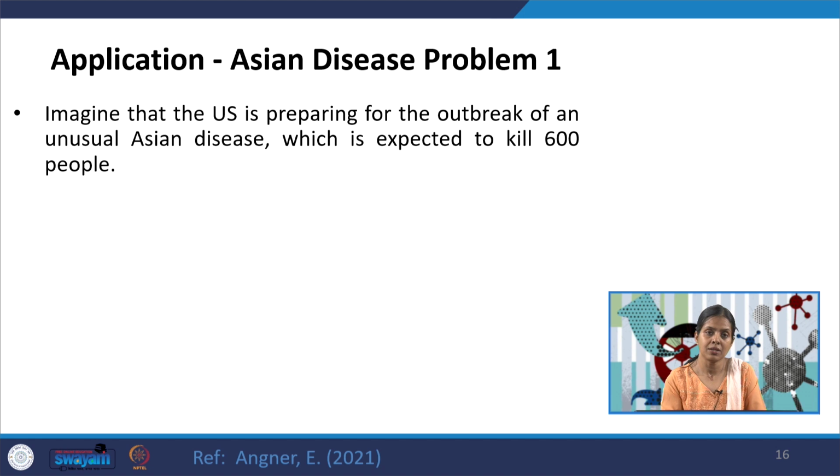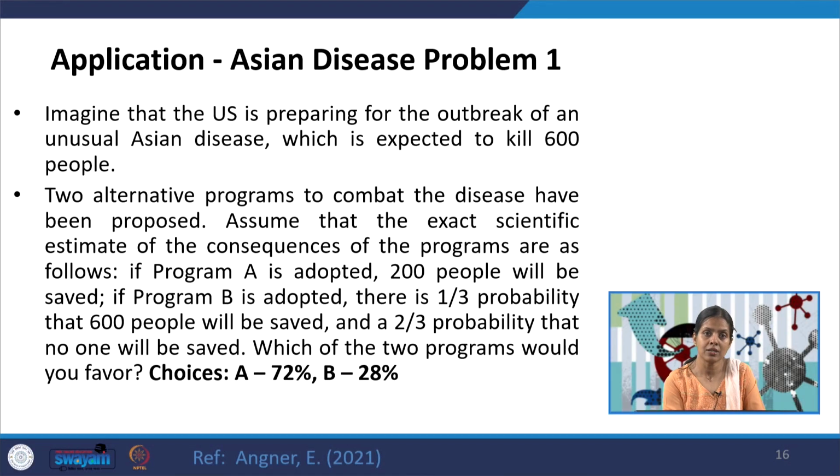Imagine that the US is preparing for the outbreak of an unusual Asian disease which is expected to kill 600 people. Now, 2 alternative programs to combat the disease have been proposed. Assume that the exact scientific estimate of the consequences of the programs are as follows. If program A is adopted, 200 people will be saved. If program B is adopted, there is 1/3 probability that 600 people will be saved and 2/3 probability that no one will be saved. Which of the 2 programs would you favor?